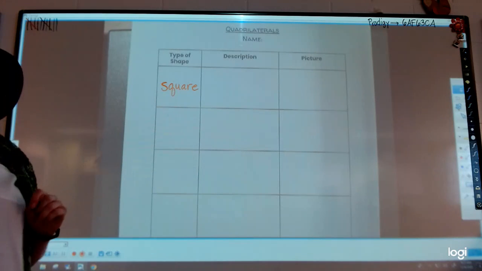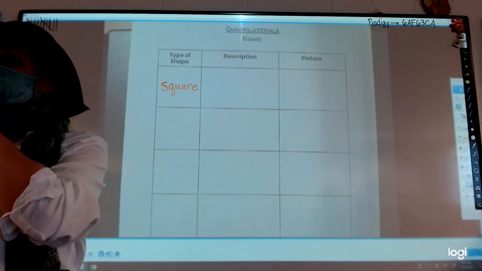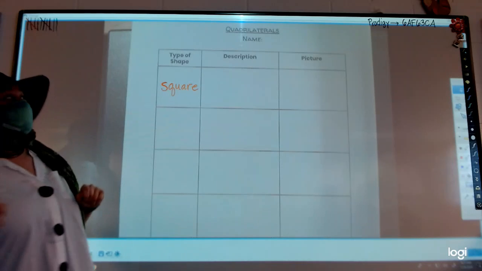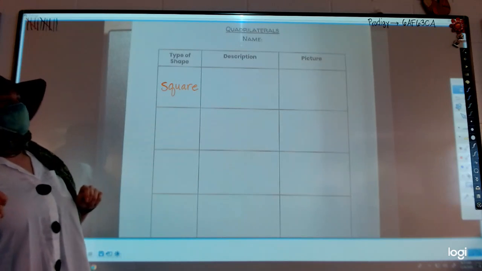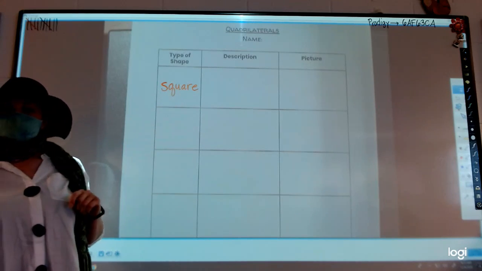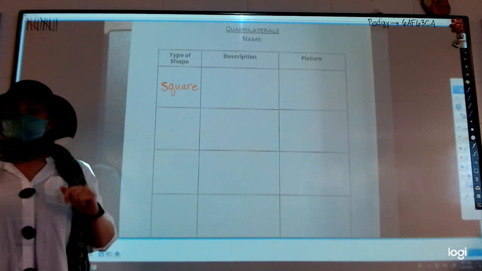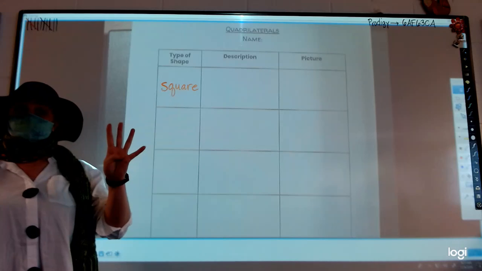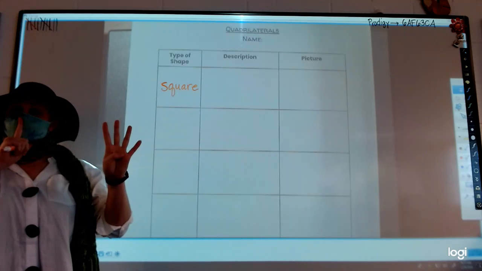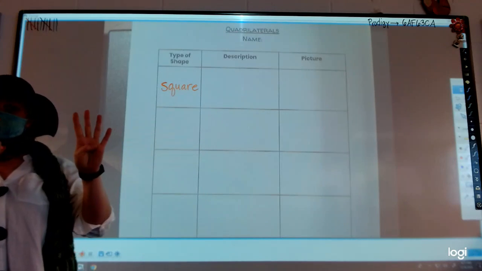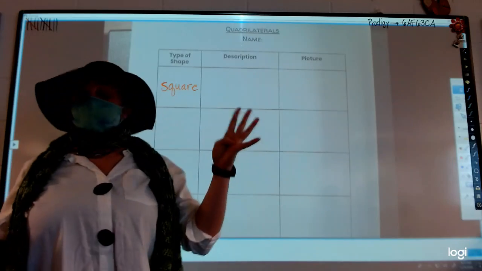A square. It has to be. We need to have our voices off unless I call you. Now, before we get too far ahead of ourselves, what is one thing you know about how many sides a square has? Madeline? 4. Always 4? I'm just talking to Madeline. Be confident in your answer. Yeah. It can only have 4 sides.